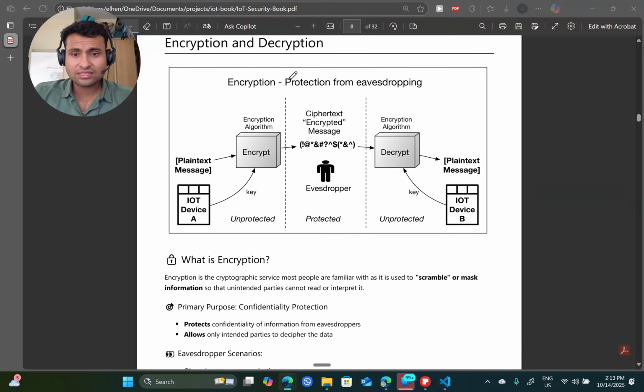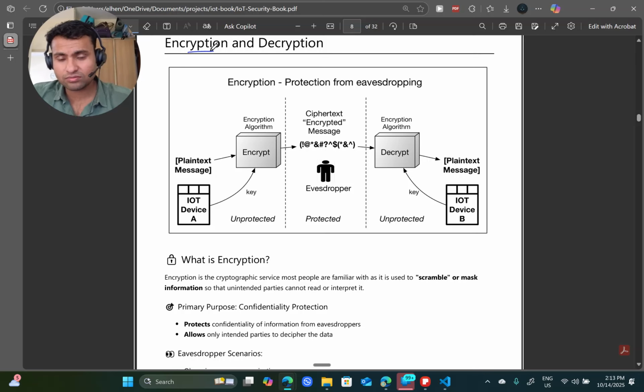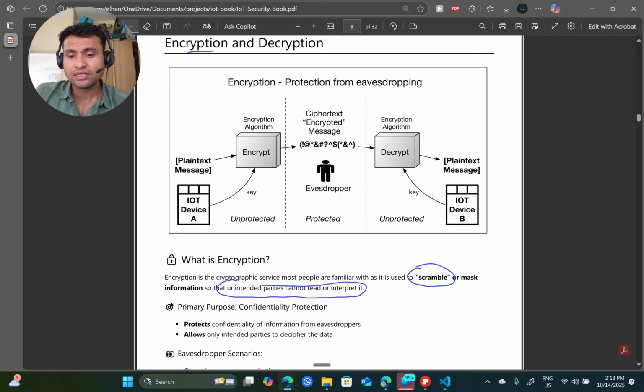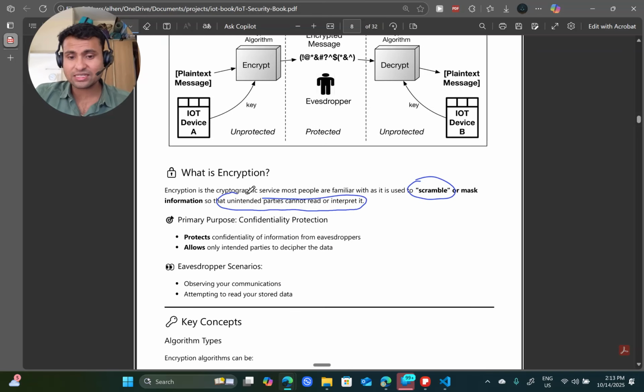All right, now let's start discussing encryption. Encryption protects us from eavesdropping, and as many of you are familiar, it is used to scramble or mask information so that unintended parties cannot read or interpret it. The primary purpose is confidentiality protection: it protects the confidentiality of information from eavesdroppers. They're not able to see what information we have, and it allows only the intended parties to decipher the data.